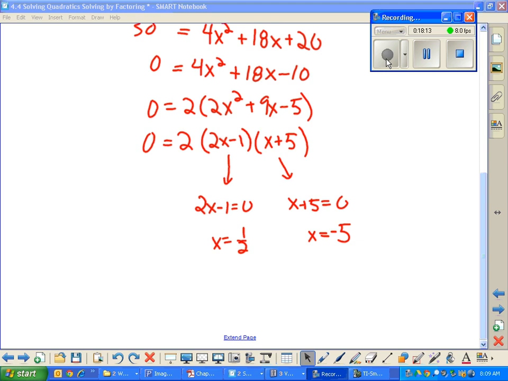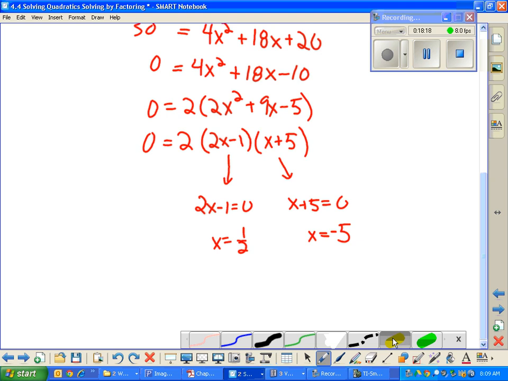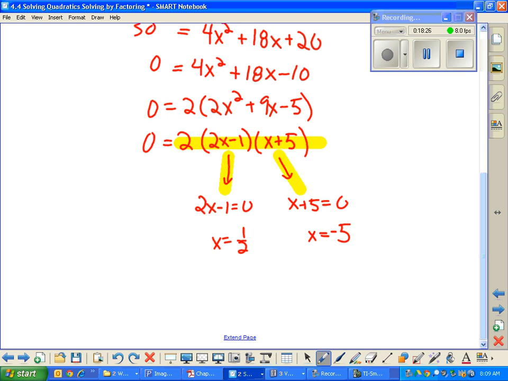Hopefully you took out a GCF of 2, and then I AC grouped it to get 2 times 2x minus 1 times x plus 5. Notice that I brought down the 2x minus 1 and the x plus 5. But I can't set 2 equal to 0. It doesn't even make sense. It violates the one-to-oneness of our number line. So I wouldn't even set that constant out in front equal to 0 in my ZPP.